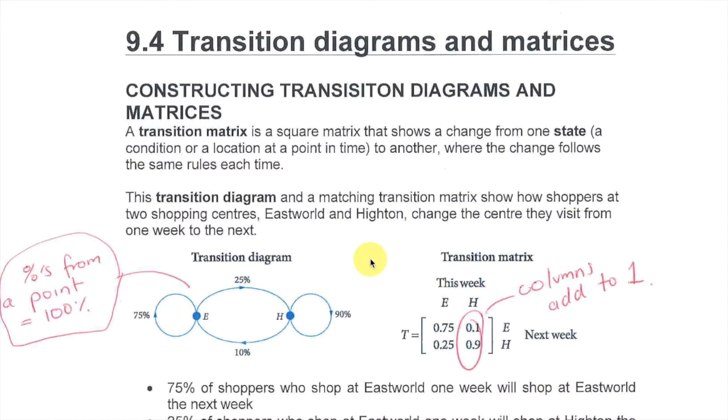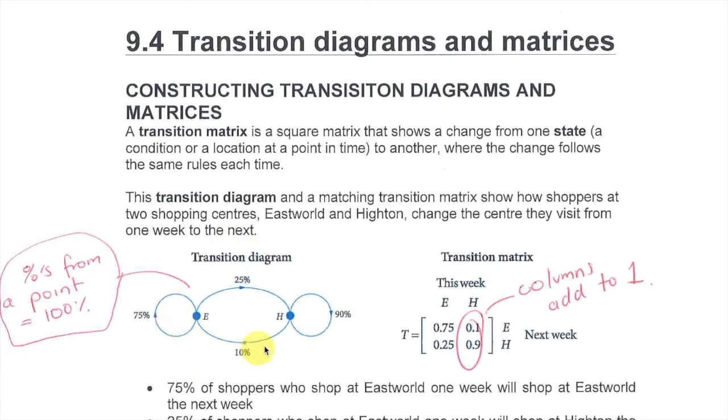So section 9.4, transition diagrams and matrices. A transition matrix is a square matrix that shows a change from one state to another state, where the change follows the same set of rules each time. So let's look at this particular example, which involves some shopping centres.